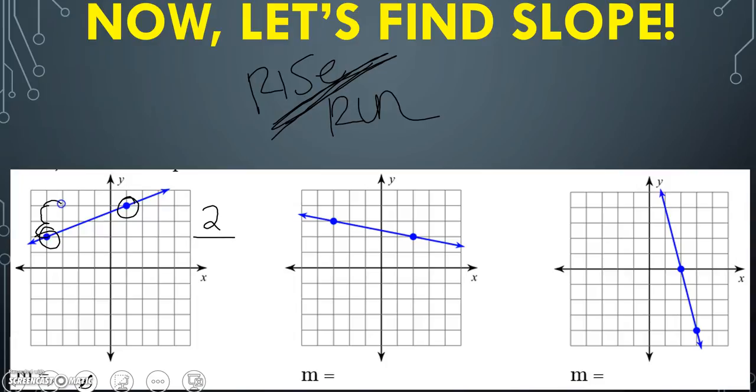Then we're going to count over 1, 2, 3, 4, 5. So 2 over 5. We're never making any negative moves. We're going up and to the right. Those are all positive. And we know that Mr. Slope's left eye was a positive slope, which is the same direction that this line is going in. So our slope is positive. 2 over 5 cannot be reduced. So that is our answer.